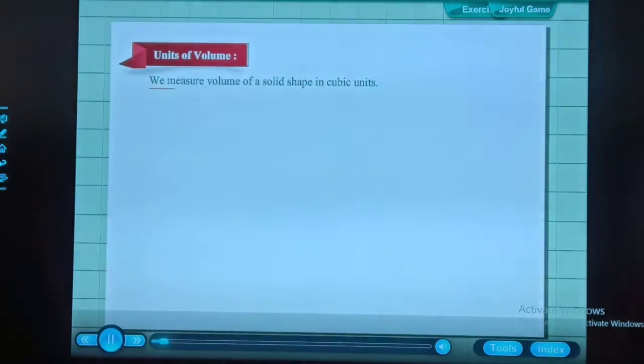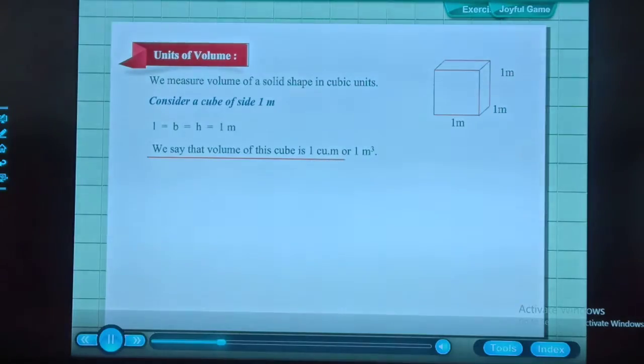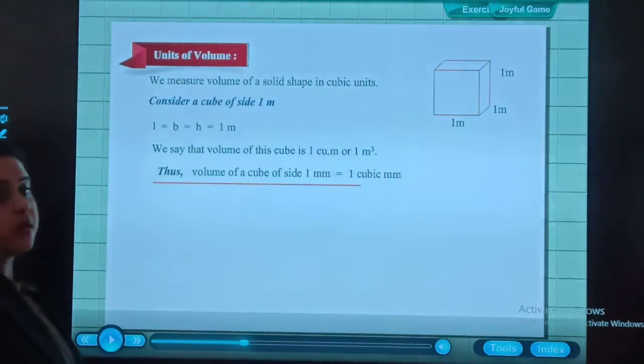Volume. We measure volume of a solid shape in cubic units. Consider a cube of side 1 meter. L is equal to B is equal to H is equal to 1 meter. We say that volume of this cube is 1 cubic meter or 1 meter cube. Thus, volume of a cube of side 1 millimeter is equal to 1 cubic millimeter.